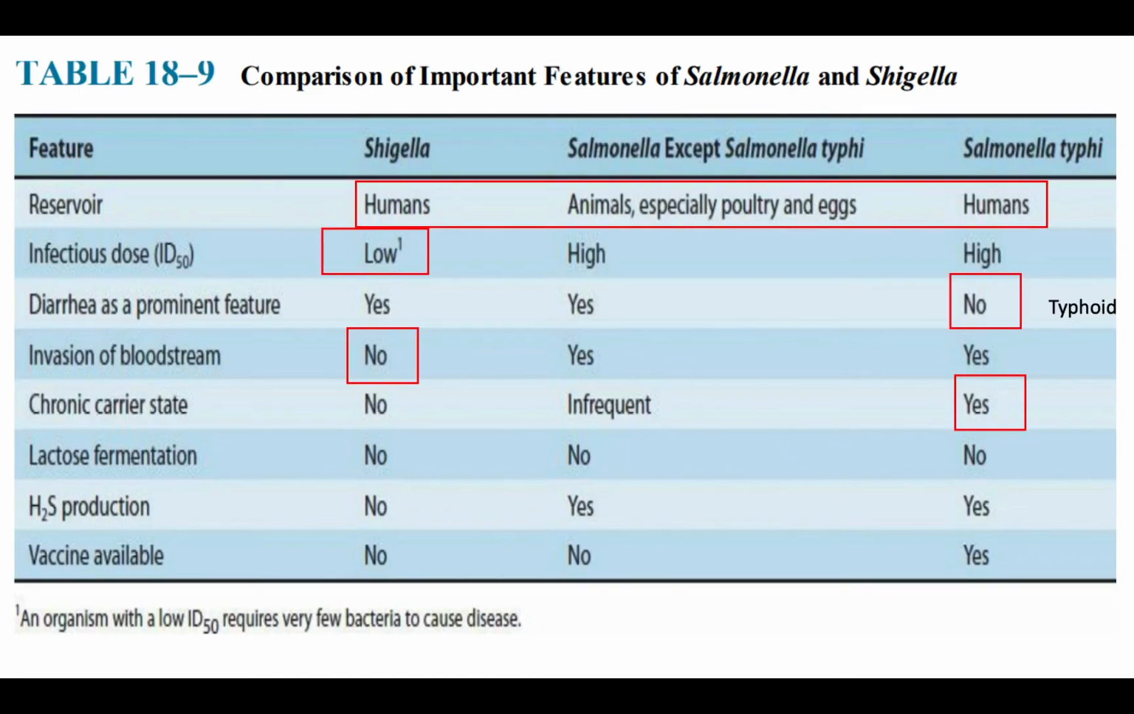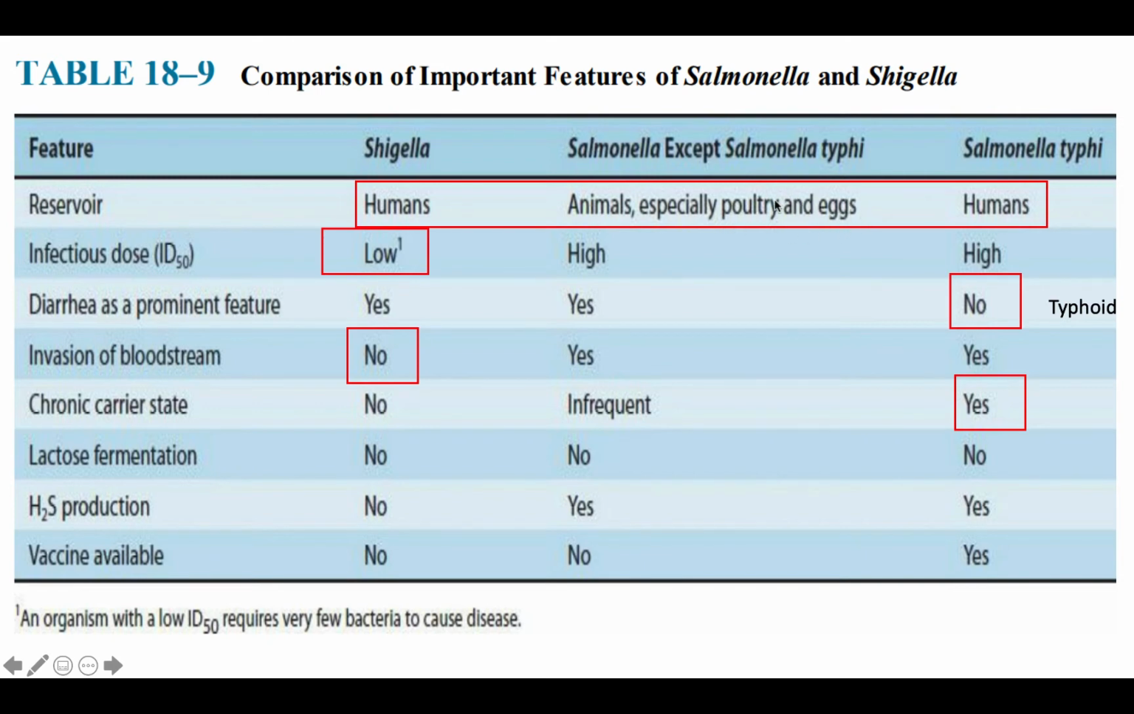So from our table here we have Salmonella, except typhi, and then typhi alone. What is the reservoir? It's very important to know. This comes up very frequently on exams. Salmonella typhi, and Shigella, have humans as the reservoir. For the other Salmonella, the main reservoirs are poultry and eggs. Poultry and eggs, very important.